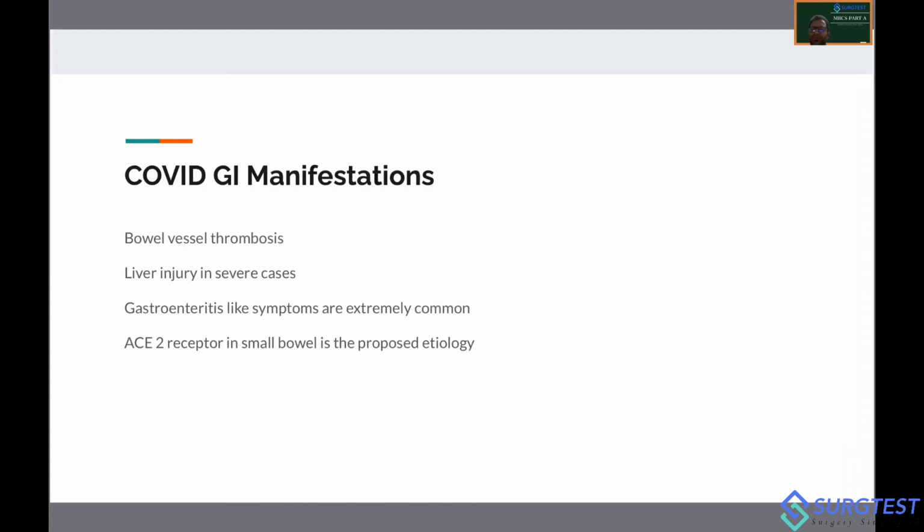So I think we're done with the basic surgical aspects of COVID. Last, one final slide on GI manifestations of COVID. As we already discussed before, the ACE2 receptor is present more on the bowel. So there is an increased incidence of gastroenteritis, and also because of the extreme prothrombotic state, a lot of patients are presenting with mesenteric ischemia, bowel vessel thrombosis. Liver injury is also seen in very severe cases. So this is the last slide of our presentation. If you have any doubts, you can put it on your chat.